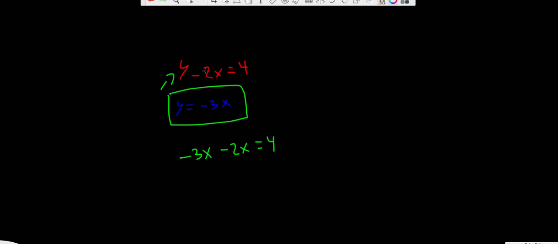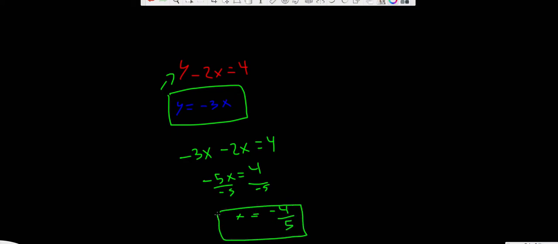So let's keep going. So now we have negative 3x minus 2x, which is negative 5x, is equal to 4. And then we divide by negative 5 on both sides, and we get our x value. So x is negative 4 over 5. Boom. So the x-coordinate of intersection is negative 4/5, which is close to negative 1. So now let's figure out what the y-coordinate is.